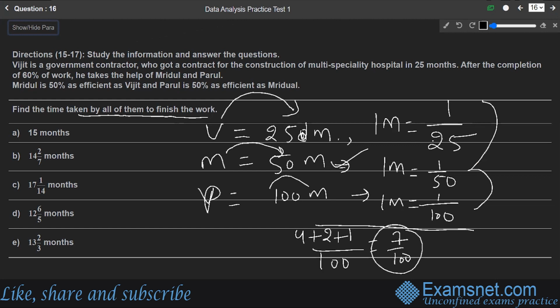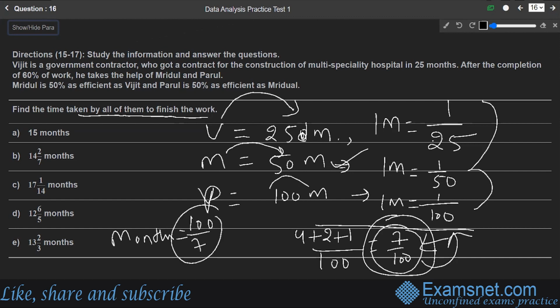So total 1 month work is 7 by 100. If in a month 7 by 100 work is being done, how many months will be required? Just the multiplicative inverse of this. How many months will be required? Just the multiplicative inverse of 1 month's total work. That is going to be inverse of 7 by 100, which is 100 by 7.